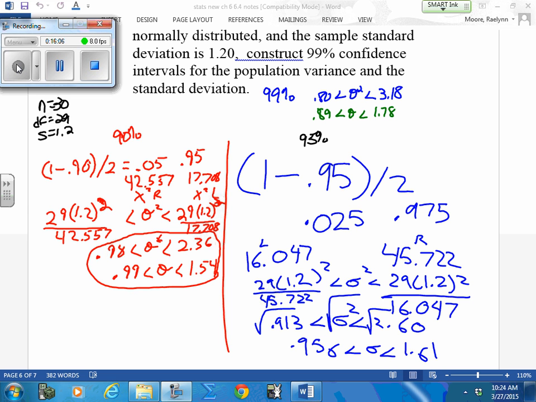Okay, so guys, just to wrap this up, does everybody see the difference in the intervals? The 90 versus the 95 versus the 99? Can you remember this from Monday? Hopefully.